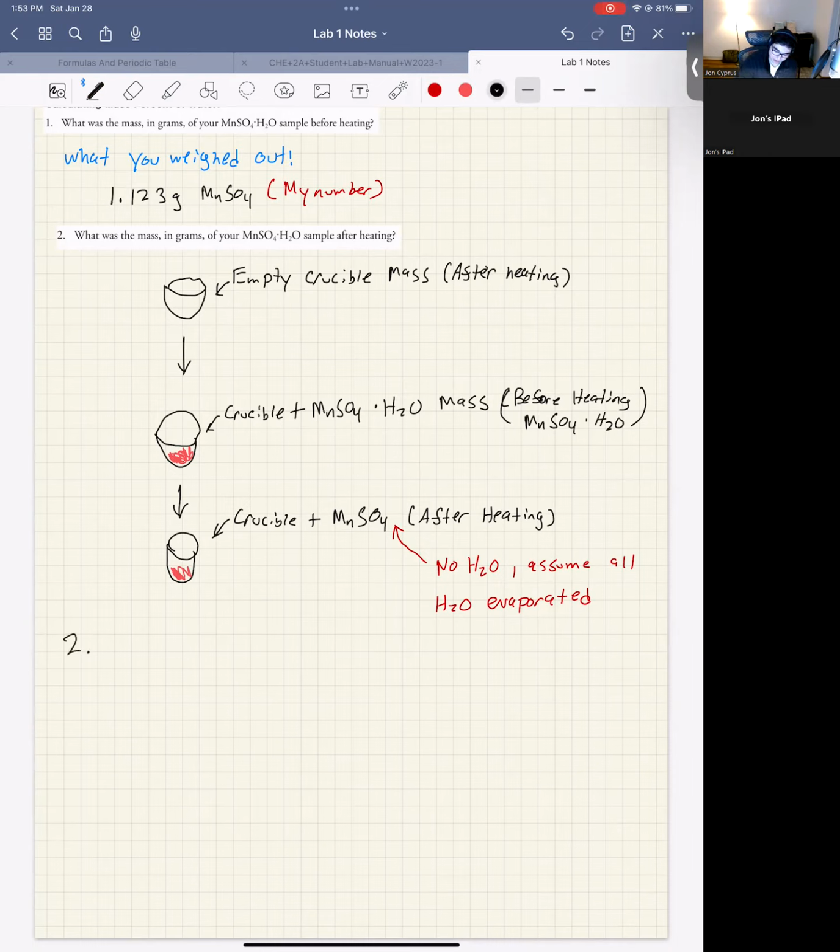So for number 2 is, and then I should put mass up here, but it's crucible mass plus MnSO4, this is after heating, minus the empty crucible, right? You're removing the crucible out of the picture of mass.